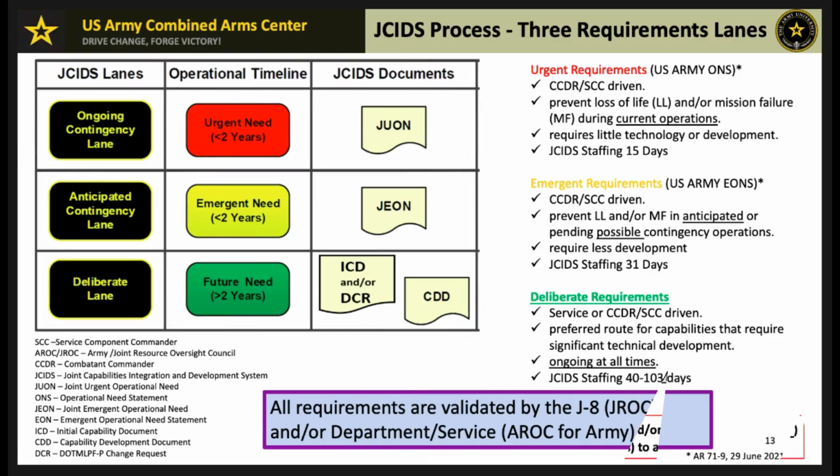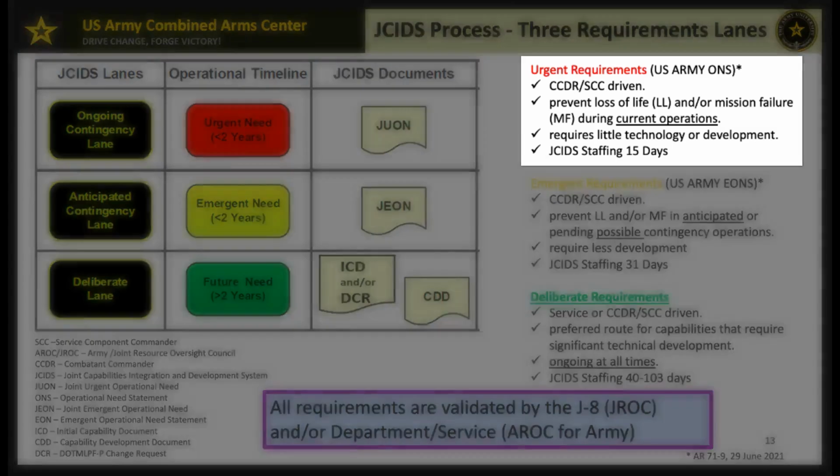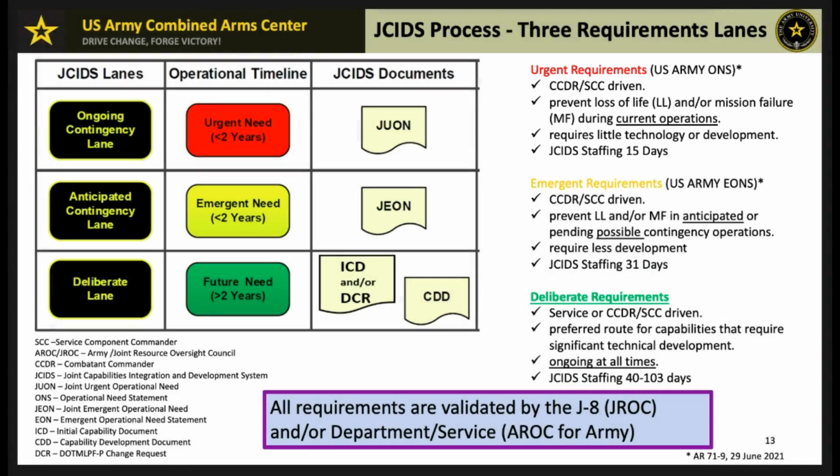The JCIDS process is organized into 3 distinct lanes, each designed to address different types of capability needs within specific time frames, ensuring that the military can effectively respond to varying operational demands. Lane 1 is our urgent requirements, the ongoing contingency lane. These are critical quick fixes required for ongoing operations. They're driven by combatant commanders or service component commanders, and are intended to prevent loss of life or mission failure during current operations.